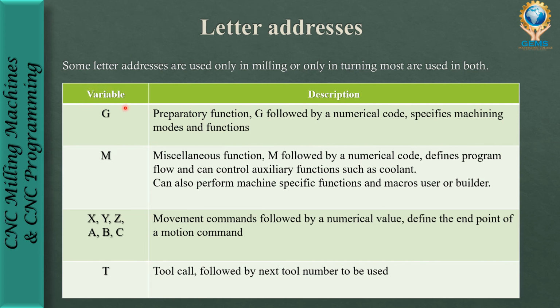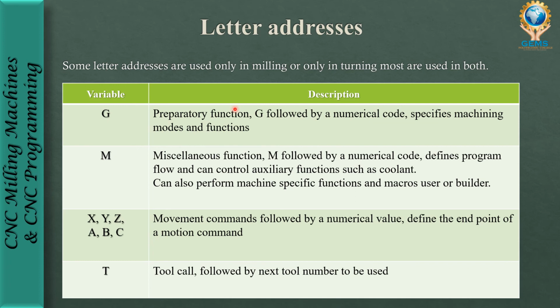We call G the preparatory function, and G followed by a numerical code specifies the machining modes and functions. If you are using G as a letter or variable, the computer will understand all the machining operations, modes and functions. And if you're using M as a variable, the computer will take it as a miscellaneous function. So it will do all the miscellaneous functions or operations regarding the tools.